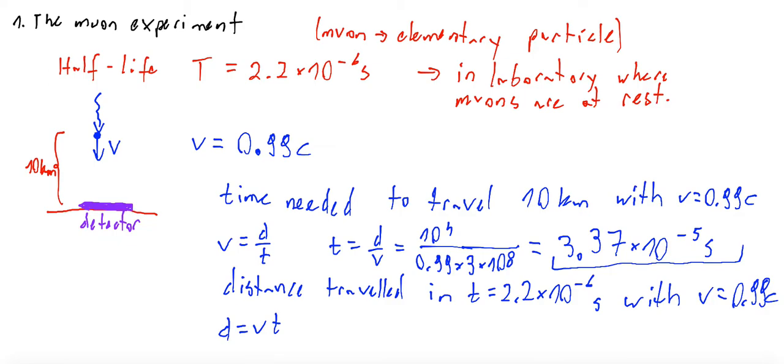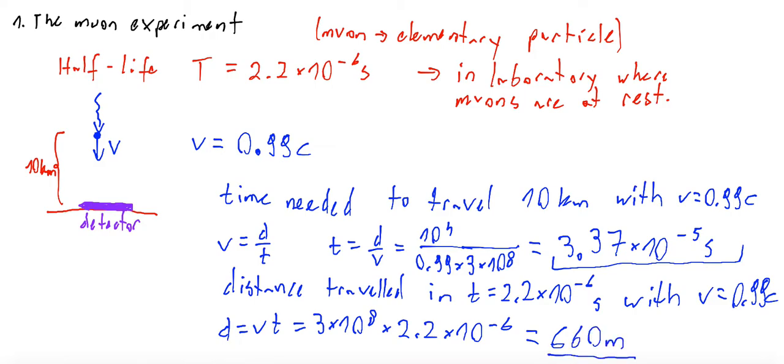Distance is speed times time. So this is 3 times 10 to the power of 8 times 2.2 times 10 to the power of minus 6, which is, I'm going to use the calculator, 3 times 10 to the power of 8 times 2.2 times 10 to the power of minus 6. Enter: 660 meters only. Okay, which is less than 10 kilometers.